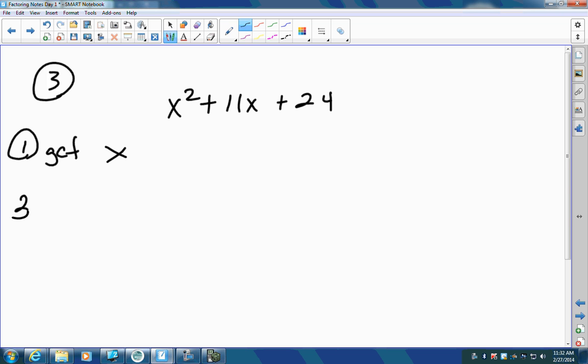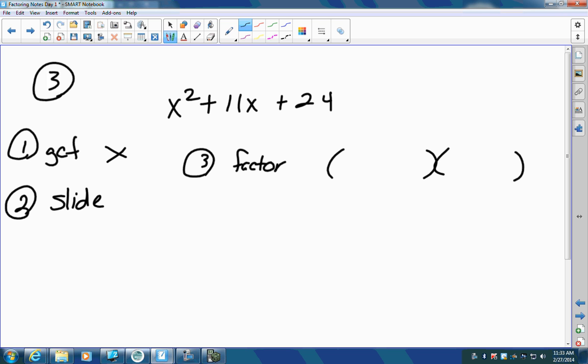Step 2 is to slide. But here's the thing. Is there a number in front of x squared to slide? It's a 1, but there's nothing to slide, so I don't have to worry about it. So step 3, I get to factor. So these are good because if it's already x squared, it makes it easier from the beginning. Because I've got x and x.